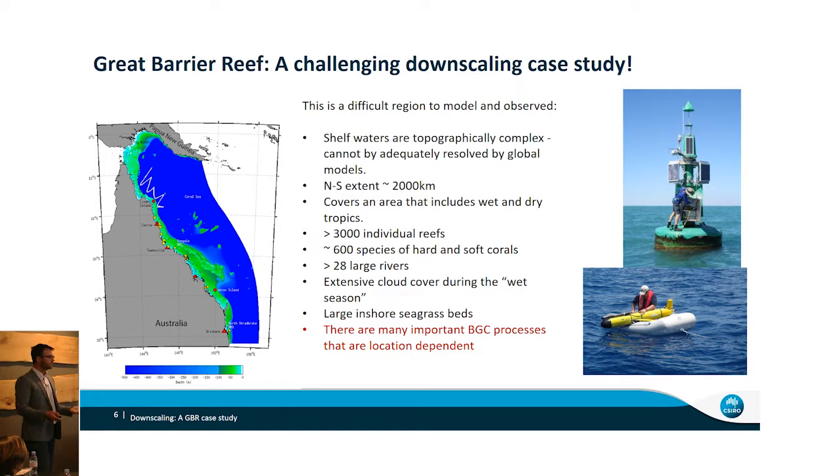So in terms of trying to tie together all these processes, we've got a model that does that, and it needs to be able to resolve adequately over 3,000 individual reefs, take into account a diversity of corals with 600 different species, have 28 large rivers that flow into it, and be able to essentially model the dynamics of the large inshore seagrass beds. And the key thing about this is there's very many important BGC cycles which are location dependent. For example, we don't expect seagrass to be in water depths more than about 30 metres. So the model that we apply there needs to have a full gamut of processes in there to be able to adequately answer questions at the appropriate scales.